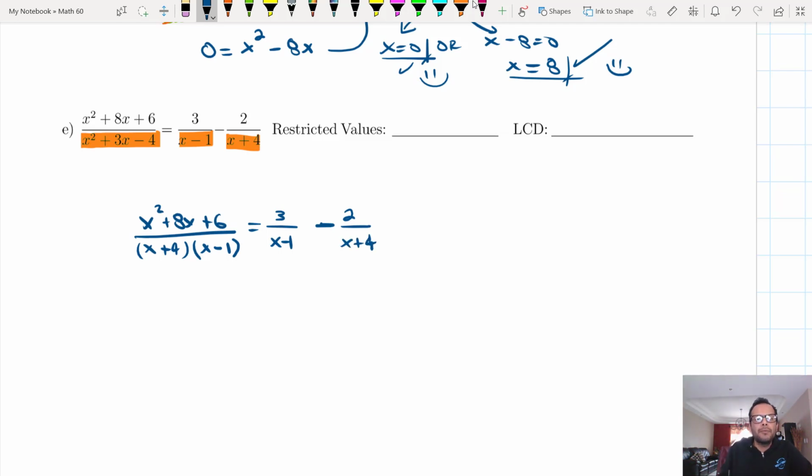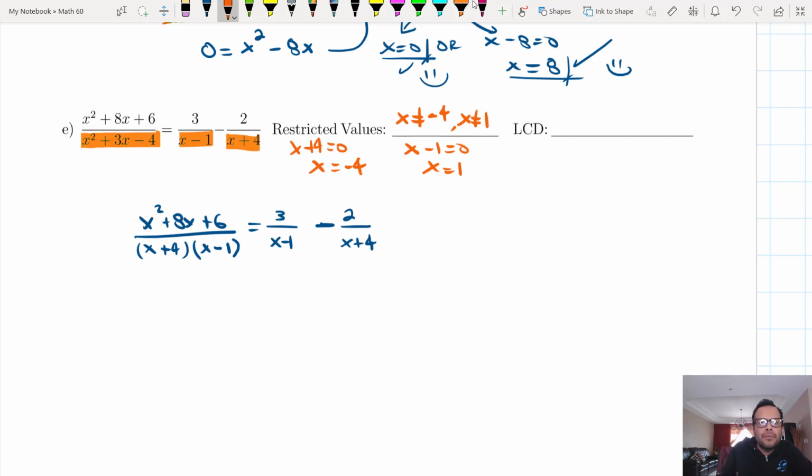Okay, the next step will be to find the restricted values and the least common denominator. To find the restricted values, notice we have factors in the denominator of the form x plus 4. Set that equal to 0 and set the factor x minus 1 equal to 0. Solving the first mini equation, we get x equals -4. So x cannot be equal to -4. On the other hand, x equals 1, so x cannot be 1.